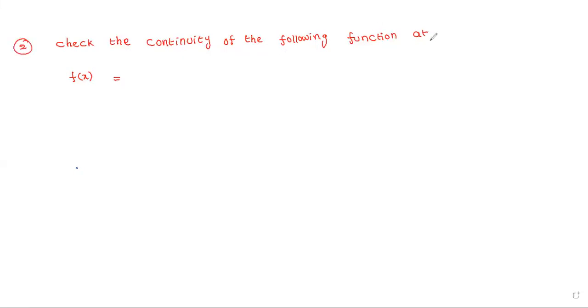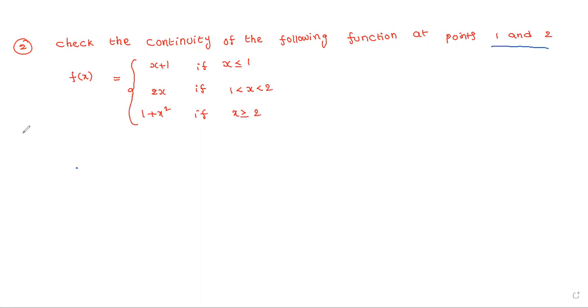To check the continuity of the following function at points, 2 problems are here. 1 and 2, 2 problems are here. 1 below value, above value. 2 below value, above value. Function is x plus 1 if x less than or equal to 1, next, 2x if 1 less than x less than 2, 1 plus x square if x greater than or equal to 2. Two conditions are possible.